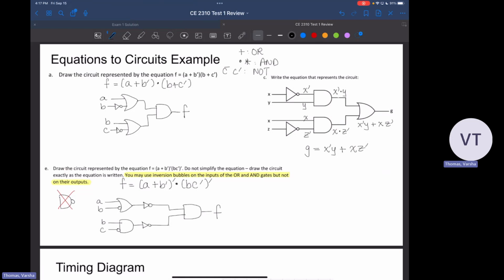Okay. I would also like to say for drawing the circuit, you'll notice that Varsha started off with drawing what's inside the parentheses first. Whenever you draw it out, start inside the parentheses and then do the combination between them at the very end.